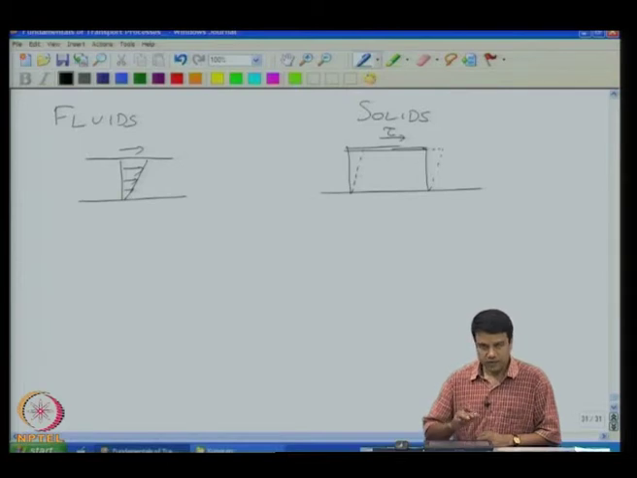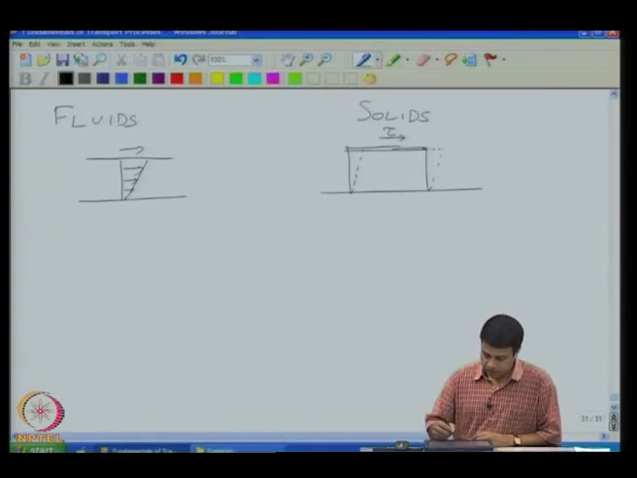So, solids deform and then stop. A stress causes a strain deformation in the solid. Fluids continuously deform under stresses. Stress causes a strain rate in a fluid. And you must be recalling Newton's law for viscosity, which says that the stress is proportional to the strain rate. Strain rate is the difference in velocity divided by the distance.